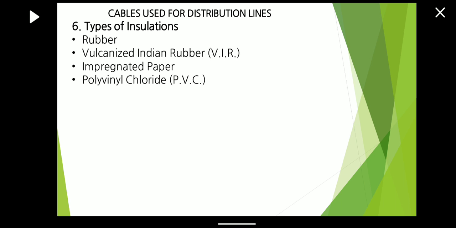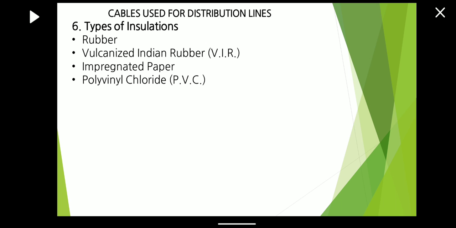So VIR has some properties. First one is it has greater mechanical strength, greater durability and good wear and tear resistance. Due to the drawback of chemical reactions with copper, the copper used shall be tin coated.